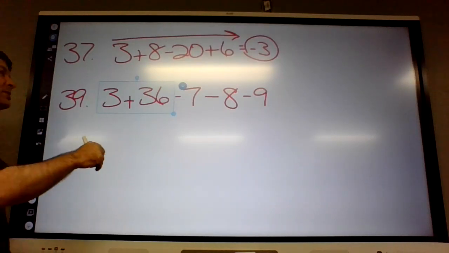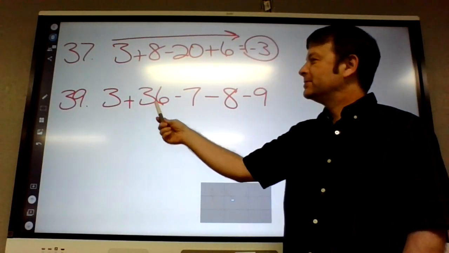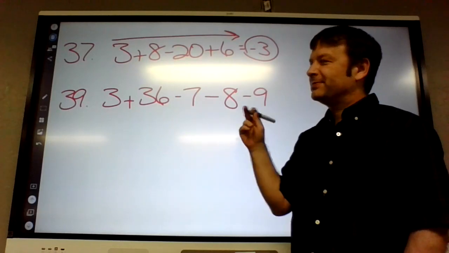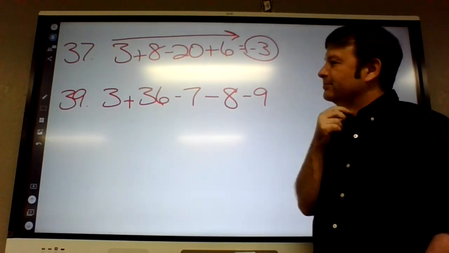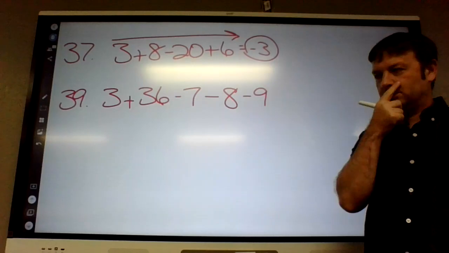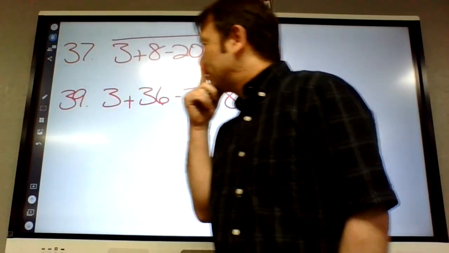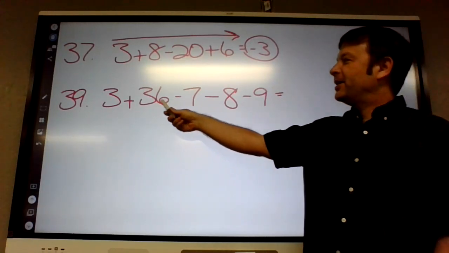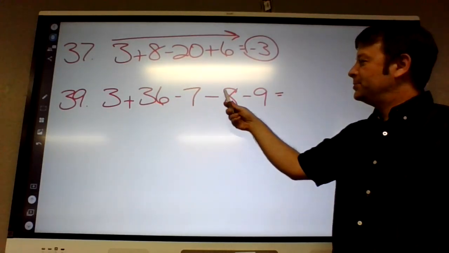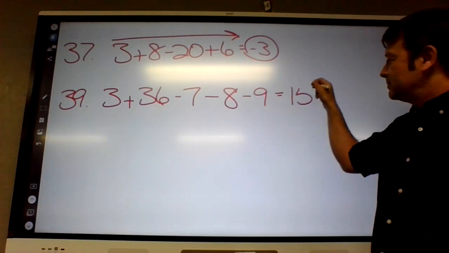Maybe Pearson, maybe you want this challenge. See if you can do this with a calculator. You got this. Let me check my work. Close. Sorry. 39 minus 7 is 32, minus 8 is 24, minus 9 is 15.